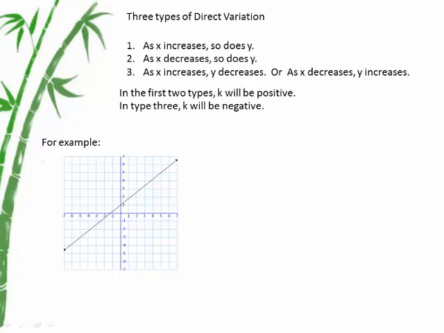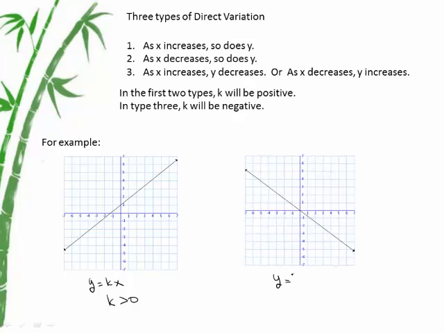So for example, here we have a y equals kx situation where k is greater than 0. K is positive. And here we have y equals kx, where k is less than 0, so k is negative. And as you can see, if x goes up, so does y. If x goes down, so does y. So these are situations 1 and 2. Here we have as x goes up, y goes down, or as x goes down, y goes up. So this is situation 3.